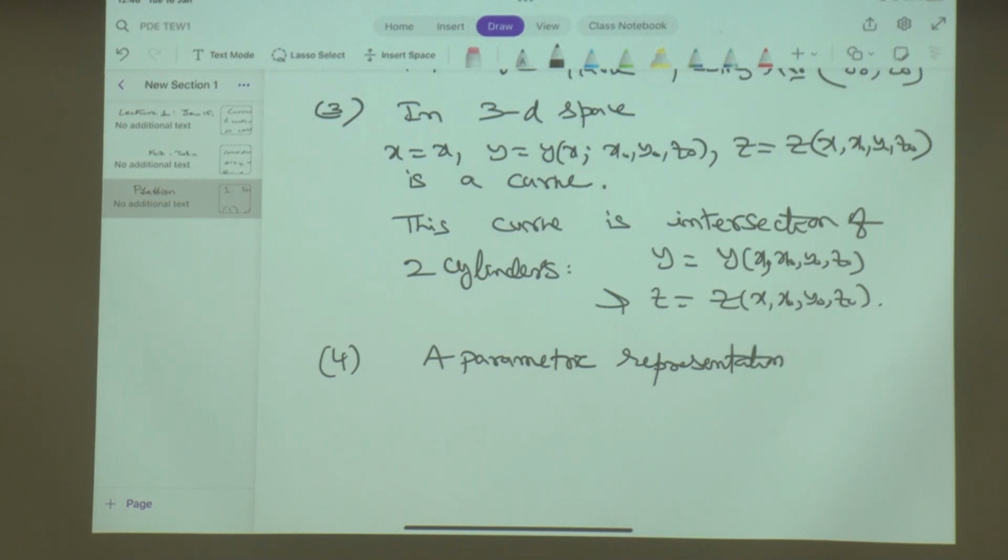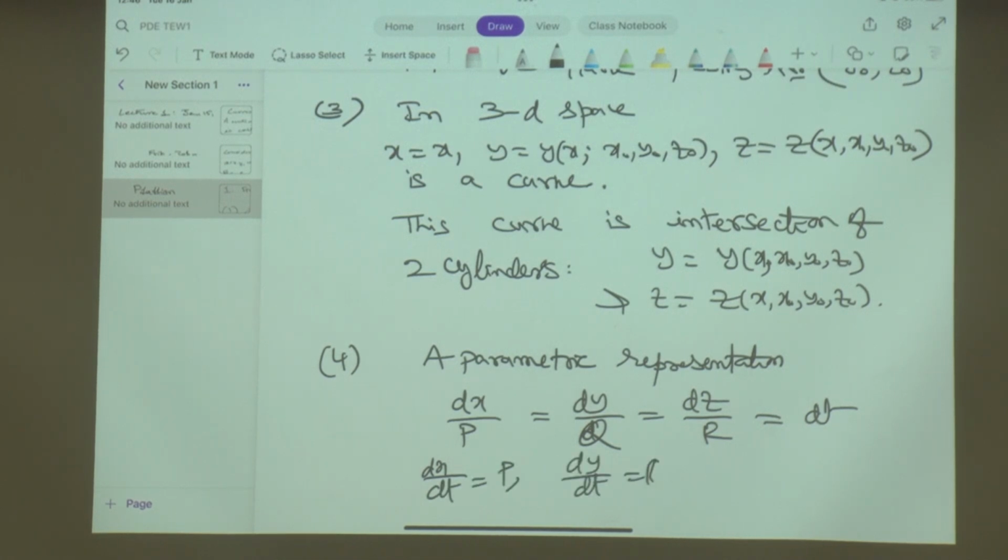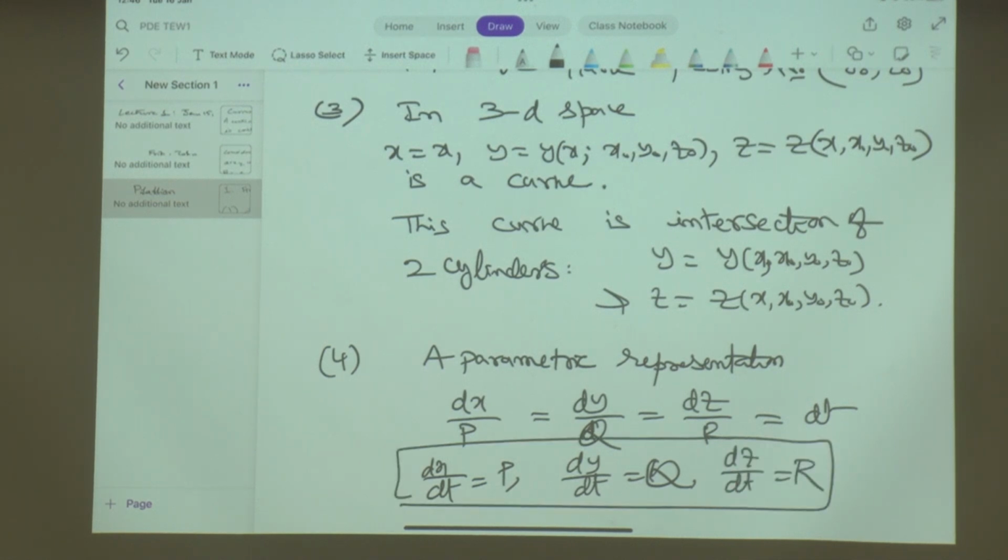For that, what we have to do, this is how we normally write. I am not writing the arguments for P, Q, R. Normally people write this equal to dt, right? And you write dx by dt is equal to P, dy by dt is equal to Q, dz by dt is equal to R. So you have a system of three equations for x, y and z.